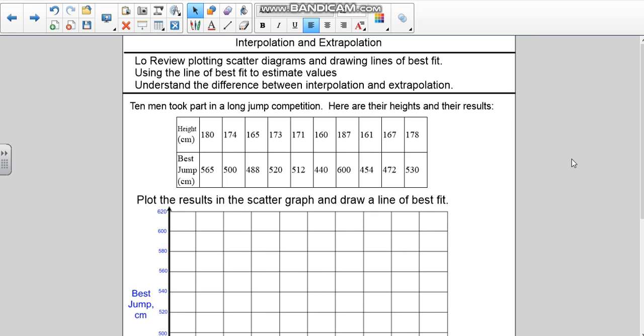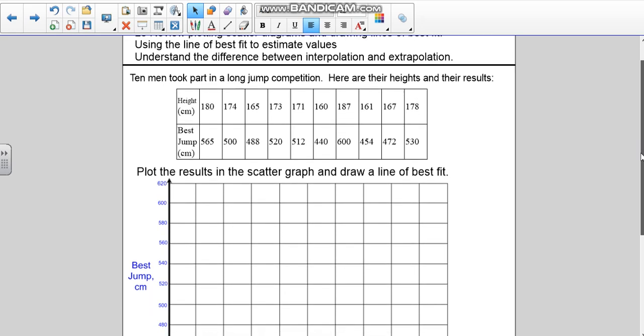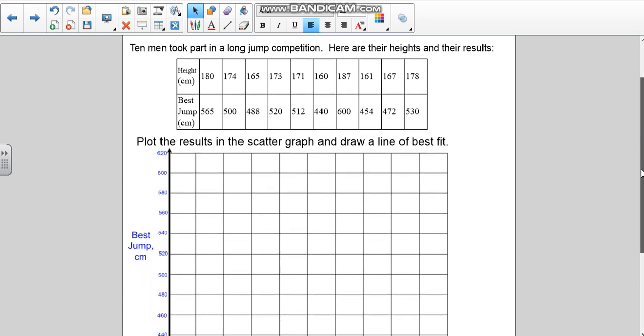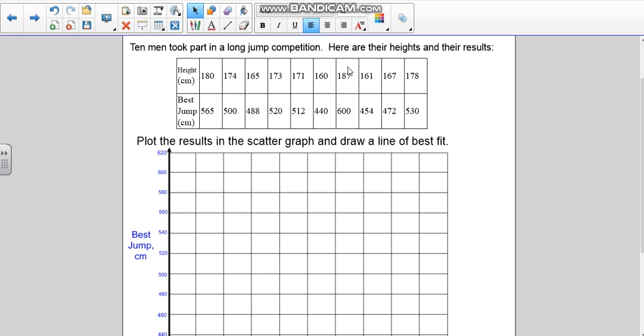Okay, so you have a worksheet attached to show my homework called Worksheet 1, and it should have this information on. It's about 10 men who took part in a long jump competition, their heights and their best jumps. So you have a choice. You can print the worksheet off if that's possible, or you can copy the axes from here or the worksheet into your notebook, your school maths book, if you've still got room.